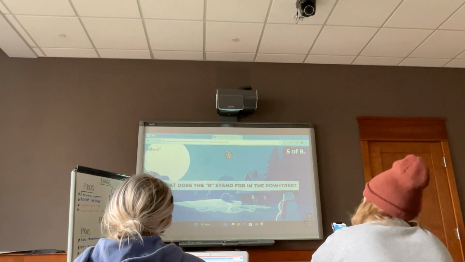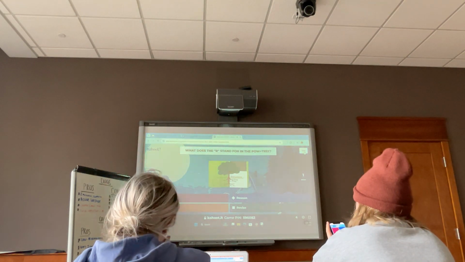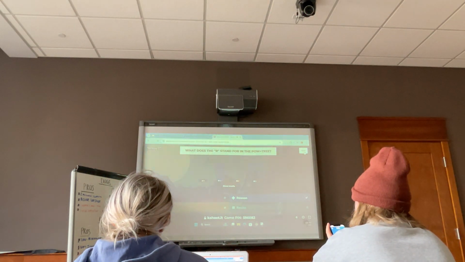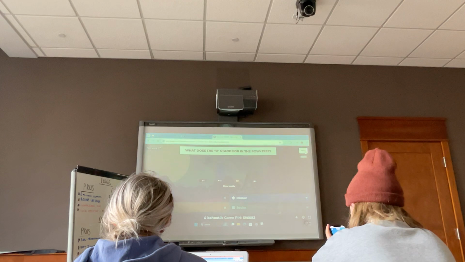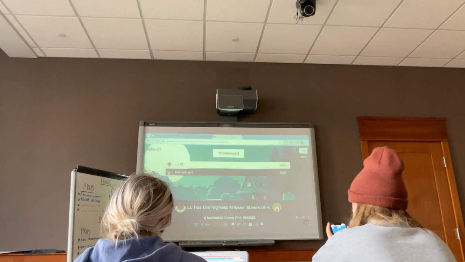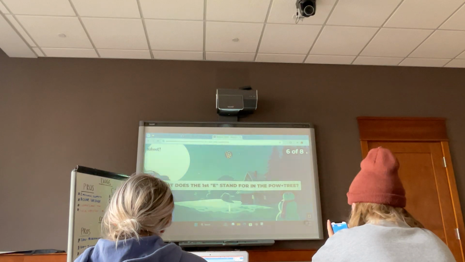What does the R stand for in the POW plus tree? Great. I expected all of you to get that because we've said it multiple times. The R in the POW plus tree stands for reason. It's your reason for picking the stance. This is your evidence. What does the first E stand for in the POW plus tree?